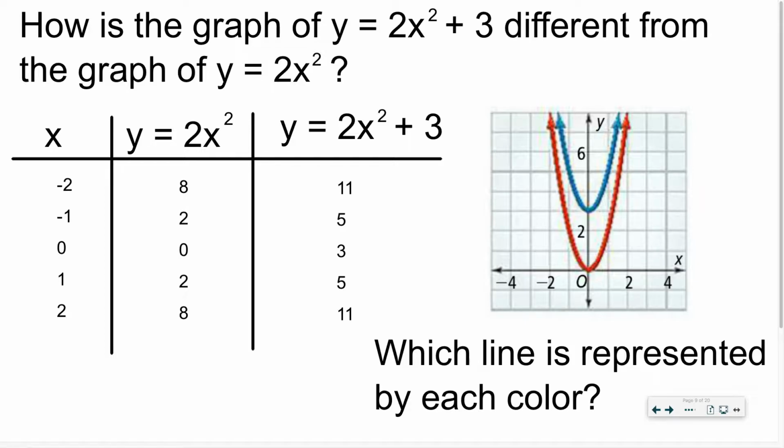How are those lines different? Oh, so their vertex is different, where you can see that they have a different minimum. How else are they different? Different, did you say different shape? How else are they different? They have a different vertex. That's a good one.